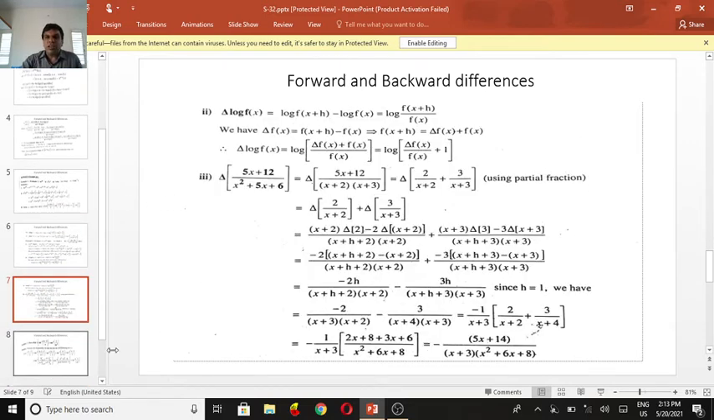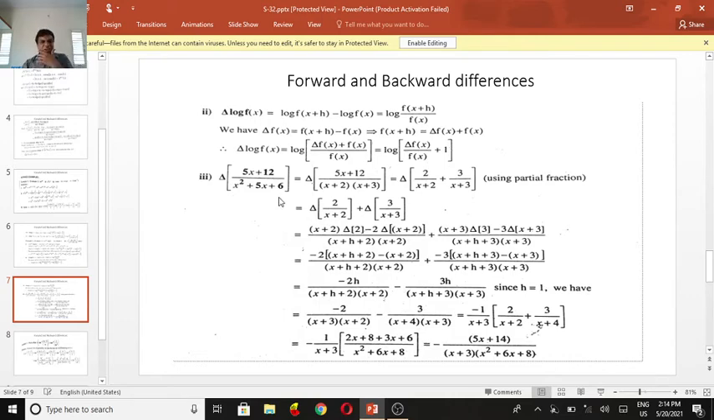Now if we come to log f of x, again we substitute: Δf of x will be f of x plus h minus f of x. So this f of x, take to this side with a minus sign, and we get f of x plus h. We can write Δf of x plus f of x. Substituting, Δ log f of x should be log of (Δf of x plus f of x) divided by f of x. Certainly we can write log of (Δf of x by f of x plus 1).